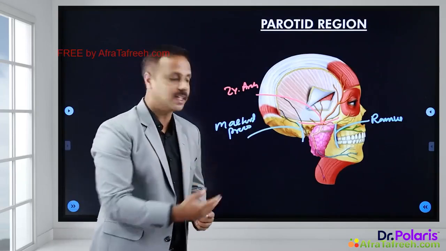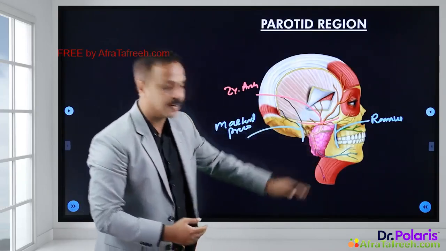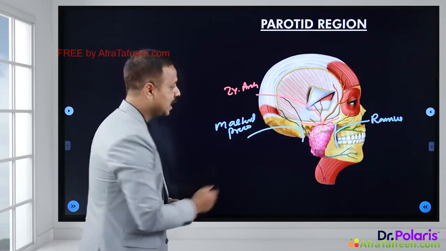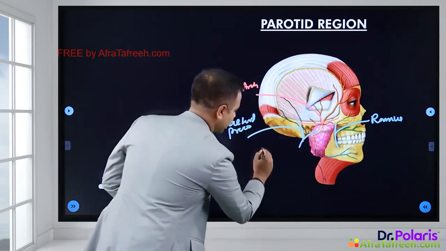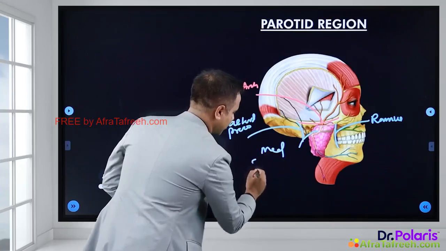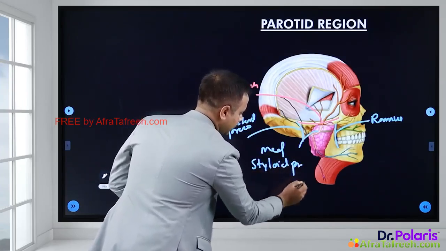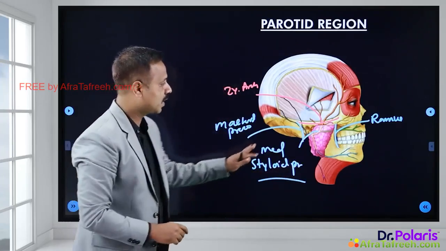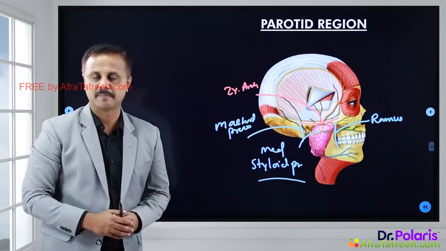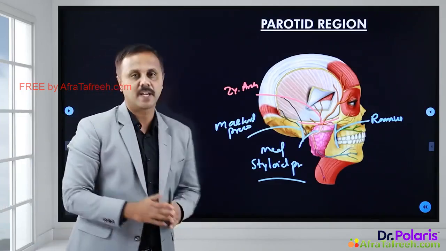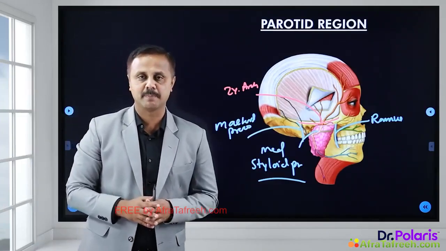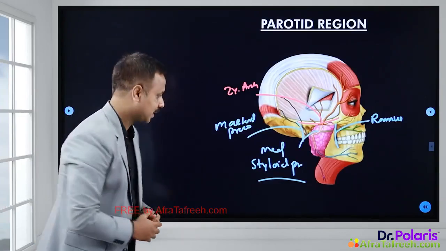And what we have medially, since we have the parotid gland covering, we cannot see the medial structure. But remember, medially we will have a process. And what is that? The styloid process. These are the boundaries of the parotid region, right? Apart from this, we also have something referred to as the parotid bed. We will see about it later.